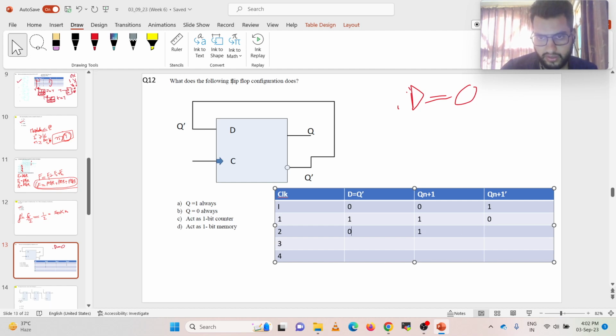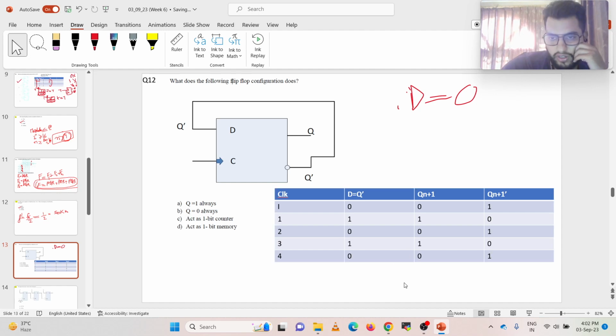this will be 0. This will be, I think, 0, 0, and this will be 0. This is 1. This is 0, this is 1, this is 1, this is 1, this is 0, and this is 0, this is 0, this is 1.